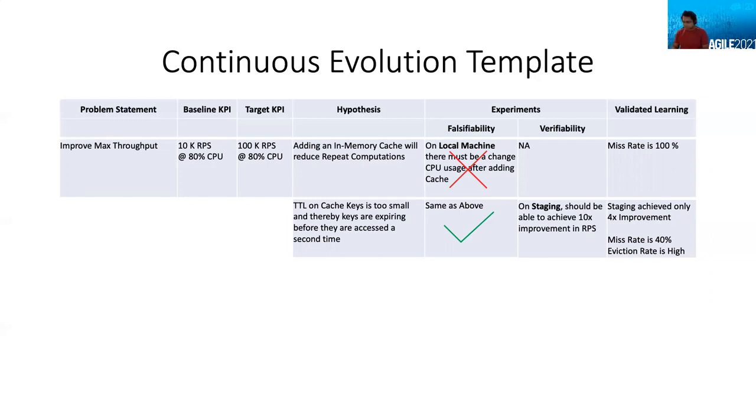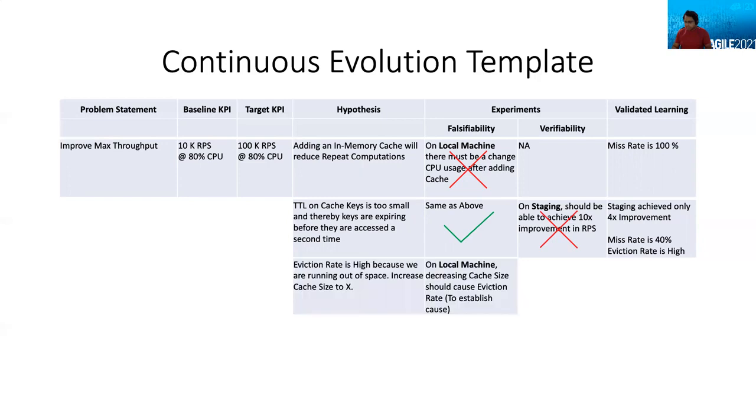Now, if we cannot achieve that, we further investigate and we realize the miss rate and eviction rate are still fairly high. The new hypothesis we have is that eviction rate is associated with the cache size. How can I prove this part on my local machine? Again, falsifiability. If I cannot prove that cache size improvement will help remove eviction, can I prove that I can introduce eviction by reducing the cache size? That's what the experiment is here.